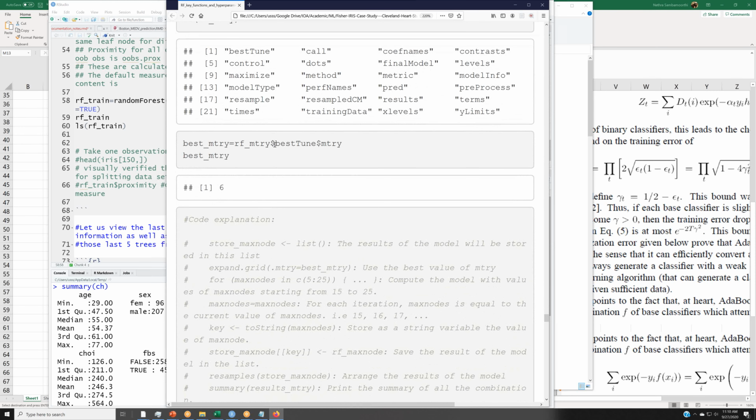Now I want to take the best tuned mtry. Welcome. Best tuned mtry. I take that, and then I want that model only, with more details. Is that good?